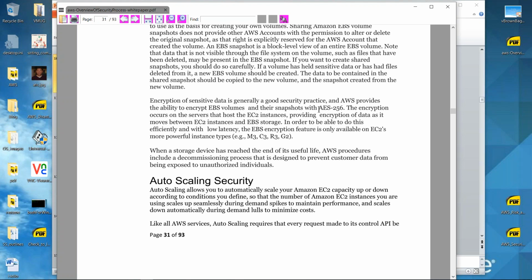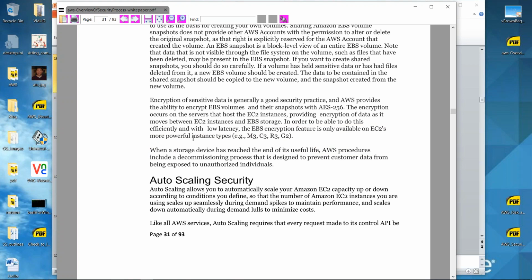So this is the encryption of sensitive data on EBS volumes. They use AES 256. But one important thing is that this kind of EBS encryption is only available on the more powerful EC2 instances. So if you are using the free tier Amazon for practice, you might not be able to have this option available. But in the production environment, this encryption is available only to the more powerful instance types. So we need to remember that when we go into the exam.